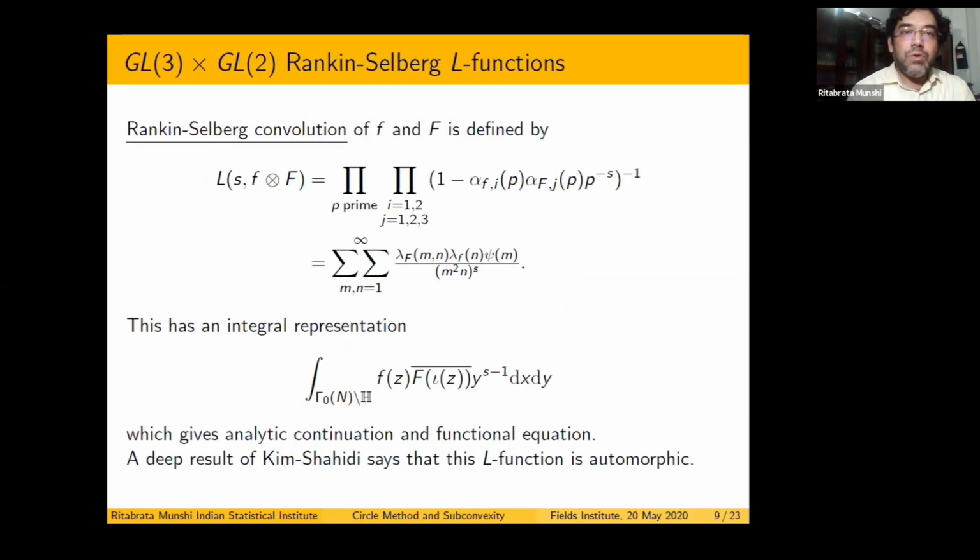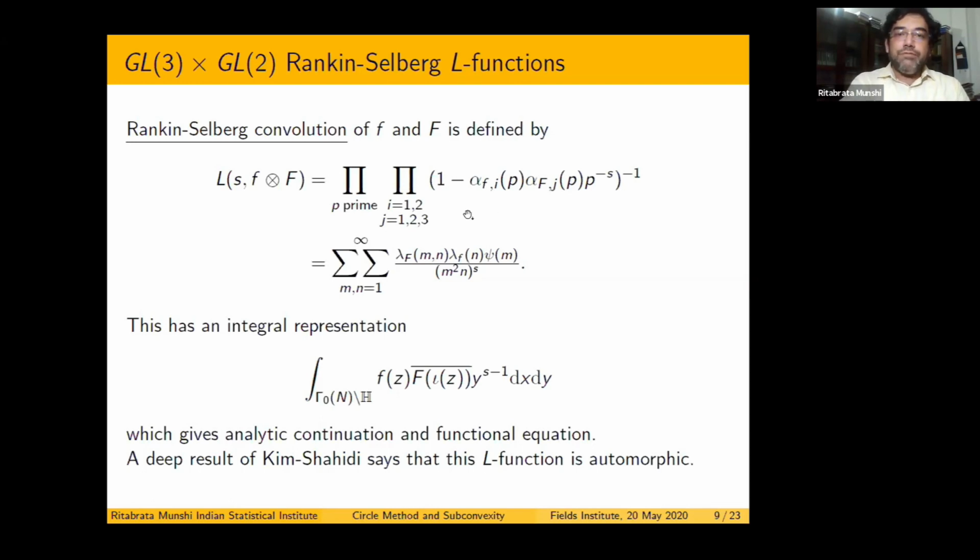Anyway, let me now look at the L-functions that we are interested in. These are the Rankin-Selberg convolution of a GL2 form, small f, and a GL3 form, capital F. By definition, the L-function is given by this Euler product. Alpha f1 and alpha f2 are the local factors for the form small f, and these alphas are the local factors of capital F. There are 2 of these and 3 of these, so there are 6 linear factors over here. So this L-function is an L-function of degree 6.